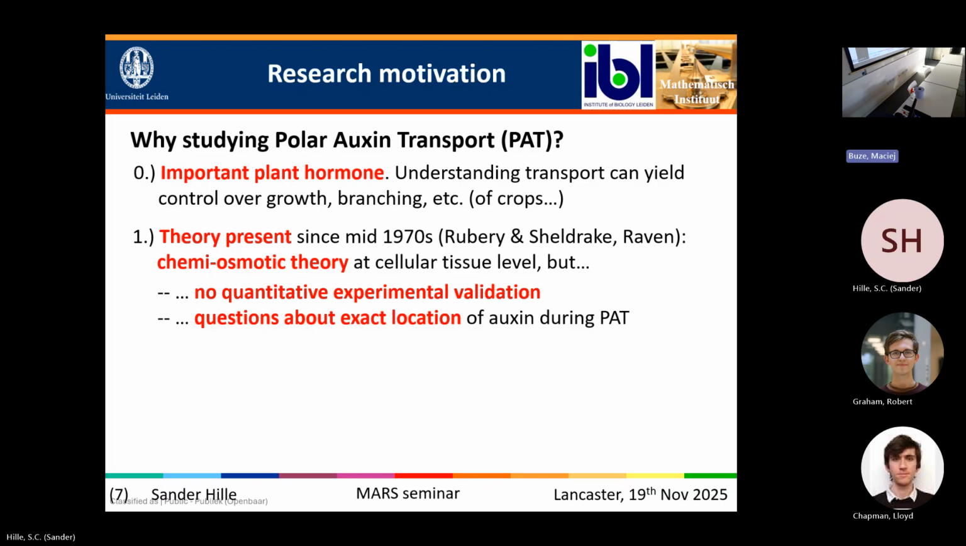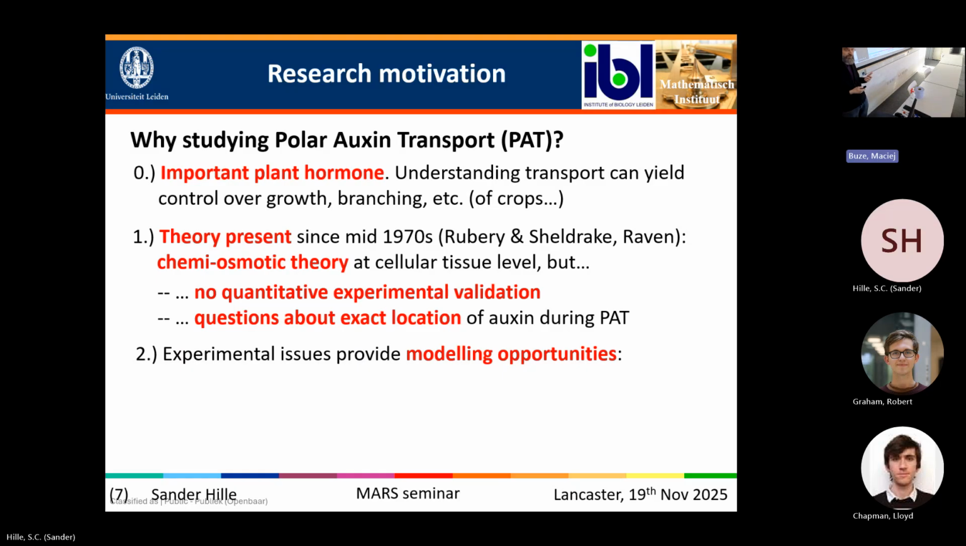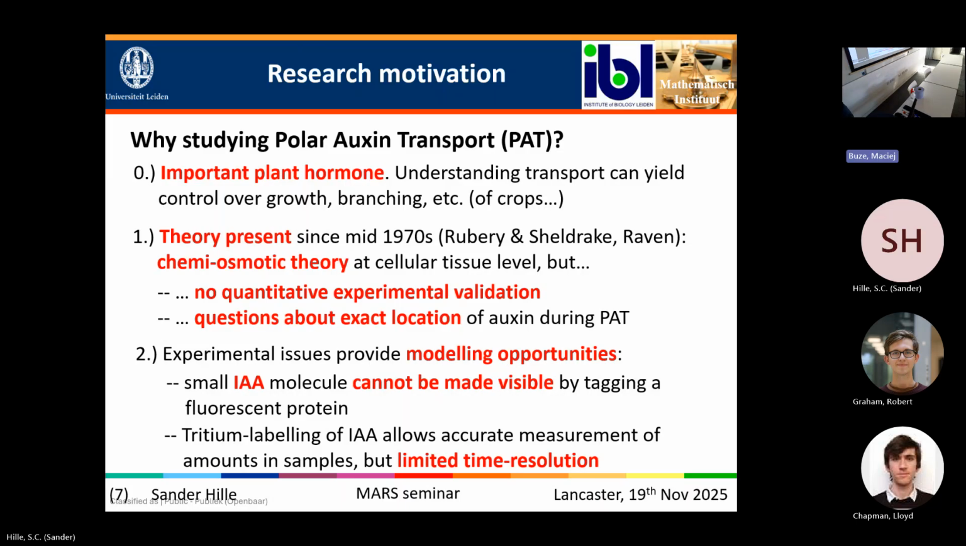But still, up till now, or just recently, there was no quantitative, really true experimental validation of this theory. And there were also questions about where this transport was taking place. So there were quite some open questions that could be addressed. On the other hand, if you consider this topic, there are really good opportunities for model-based analysis, because this auxin molecule is very small, but there's some delay now. Yeah, there it is.